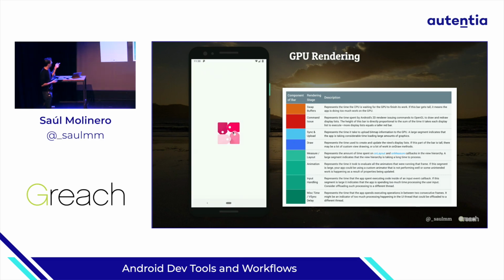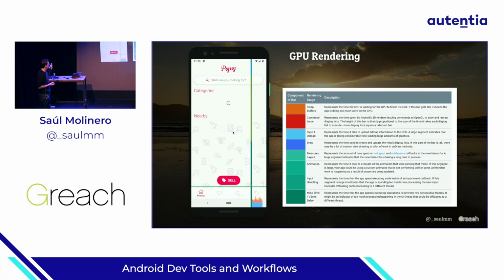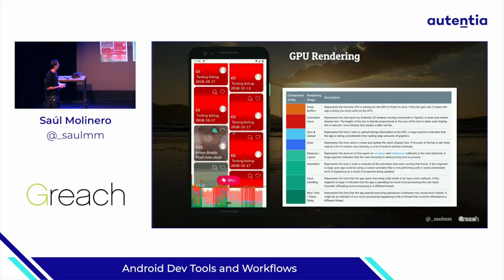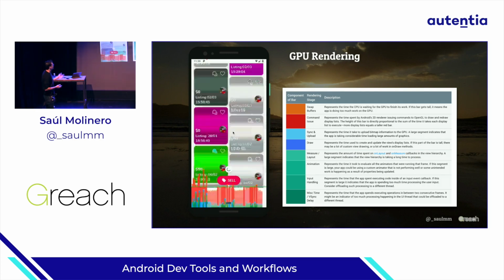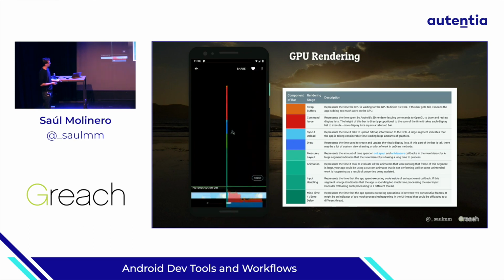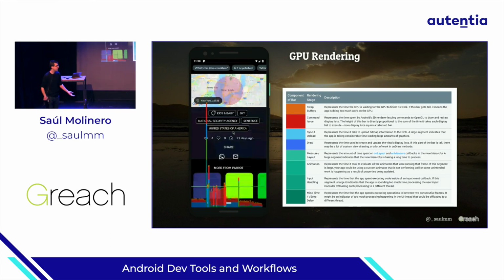For example, if you see the video, you will check that there is a lot of red when I'm going through the recycler view, and that's probably because as we are showing images there, we are sending too many OpenGL commands, which is normal, it's not bad.